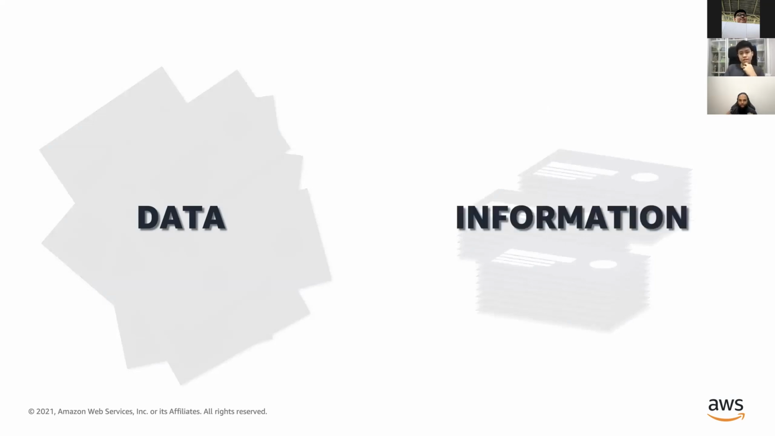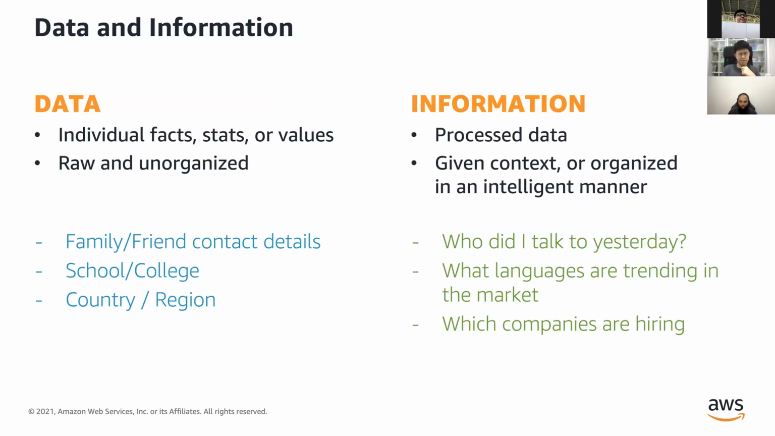Information is when you have the context around it. So as much as possible, try to connect data and information. You need to derive information from data as much as possible, and why that's important in databases, you'll see in a bit. The key thing is that data is individual facts, stats or values, raw and unorganized. In your case, it could be a contact detail, or a school or college name, or a country or region.